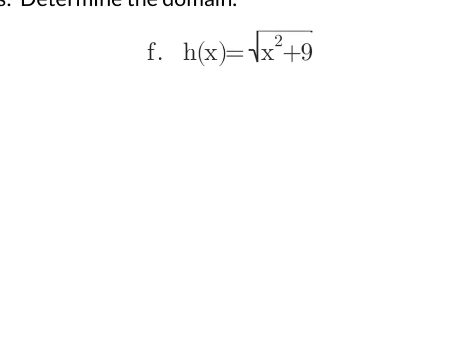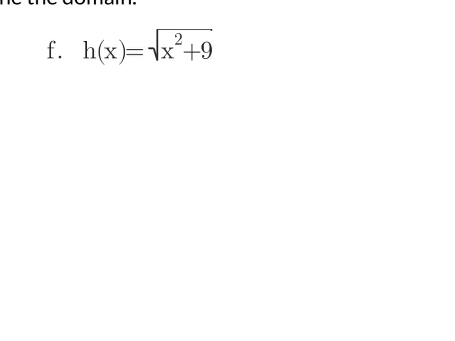All right, last example, we have h of x equals the square root of x squared plus 9. Now I know that I said the domain of square roots, we always have these restrictions on it. This one, if we look at it, we get x squared plus 9 greater than or equal to 0. If we try to solve this, we get x squared is greater than or equal to negative 9.